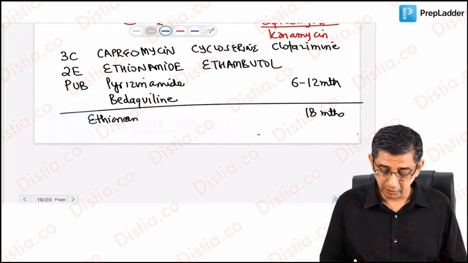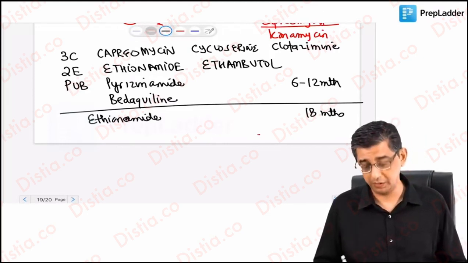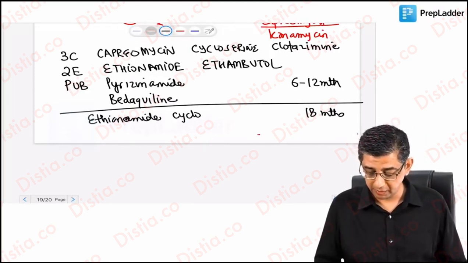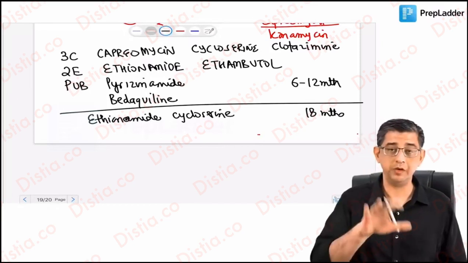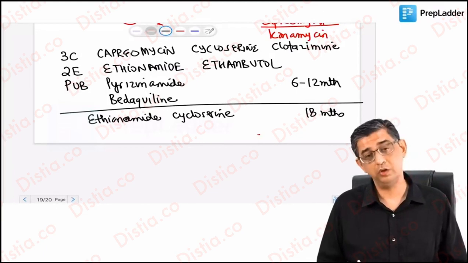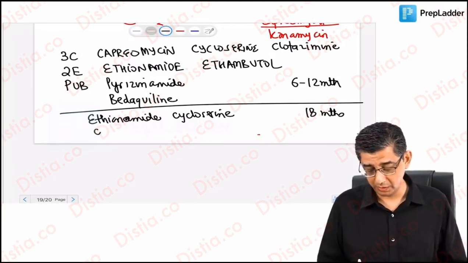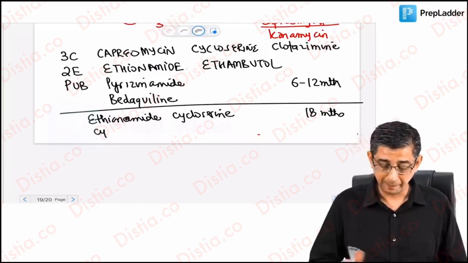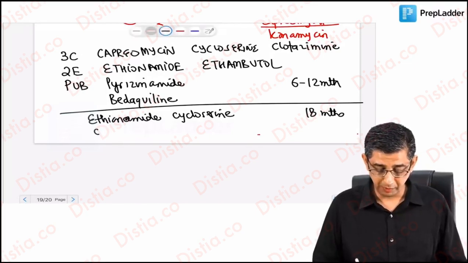Let me just write down the remaining drugs as well, just for the sake of completion. If you can remember them, great. Otherwise, at least try to remember the standard treatments for MDR tuberculosis that I've discussed with you. It is ethionamide, cycloserine, then would be clofazimine, the same drug that is used for management of leprosy.